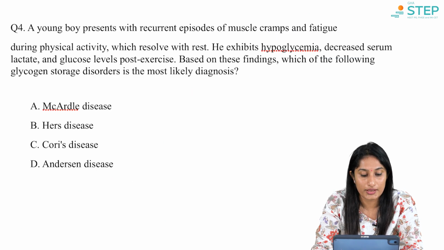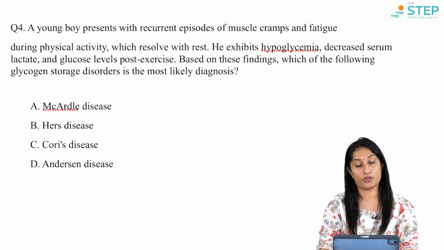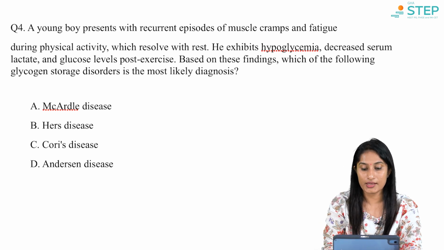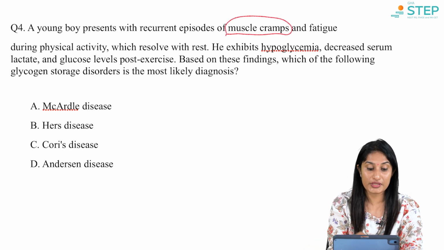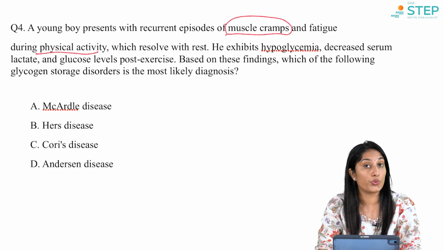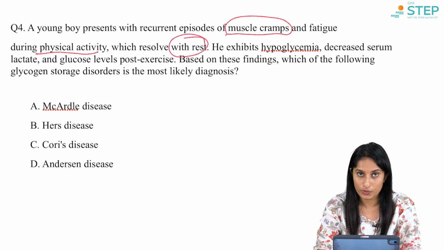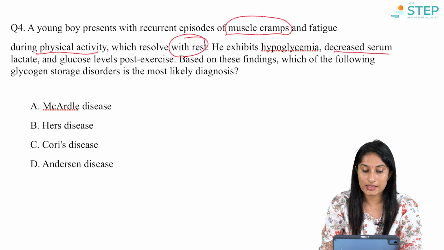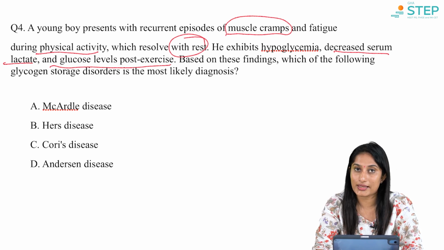Next, let's go to case number 4. A young boy presents with recurrent episodes of muscle cramps. Alright, I'll underline that, muscle cramps and fatigue during physical activity. Yes, which resolves with rest. He exhibits hypoglycemia, decreased serum lactate and the glucose levels post-exercise. Based on these findings, which of the following glycogen storage disorder is most likely?